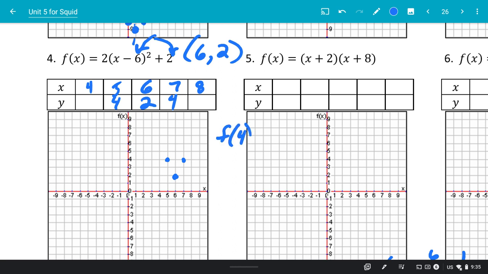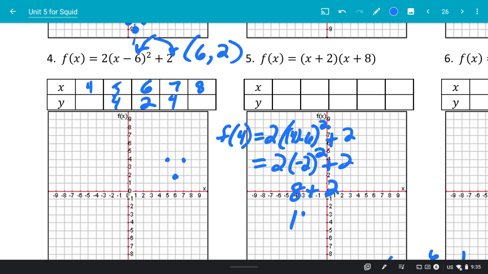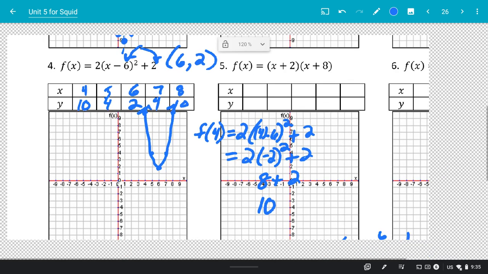Let's find F of 4. That means 2 times 4 minus 6, quantity squared, plus 2. All right, work inside out. 4 minus 6 is -2, squared, plus 2. -2 squared is 4. 4 times 2 is 8. Plus 2 is 10. So 4, 10, and 8, 10. Not so bad, huh? Yes? You're good with that?